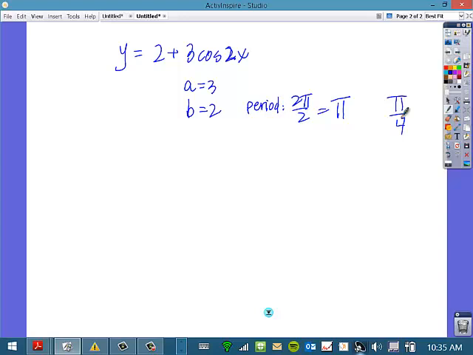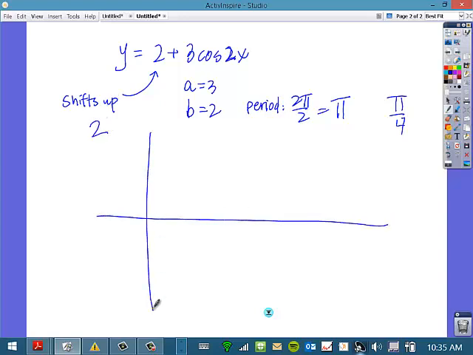And then this 2 shifts my graph up 2. So what that means is, so my amplitude is 3. So normally I'd go from 3 to negative 3, but I'm going to shift everything up 2. So really, my max is at 5, my min is at negative 1, and then the middle is no longer at 0, the middle is at 2.